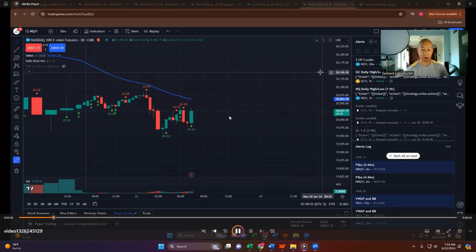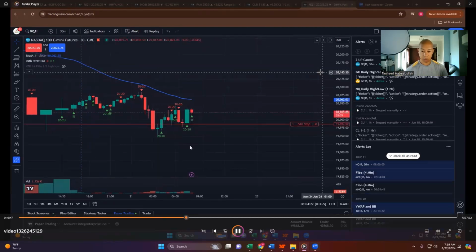All right, and right now we're being set up for a 2 up, 2 down because we have a 2 up right now. Okay, so there's 9 minutes left for this candle to close. When it closes, I will place a sell stop underneath the low of this candle. All right, so let me go ahead and fast forward. Okay, so that candle closed. I actually just placed my sell stop.